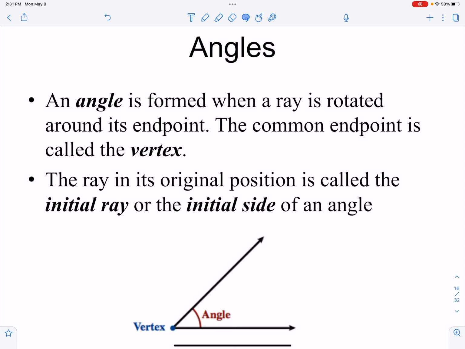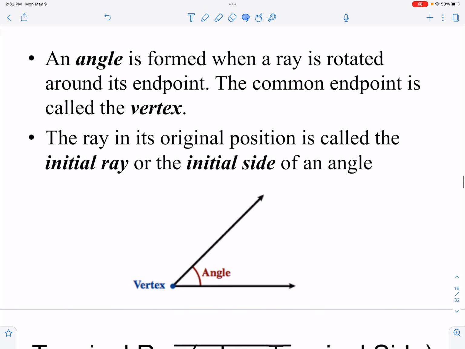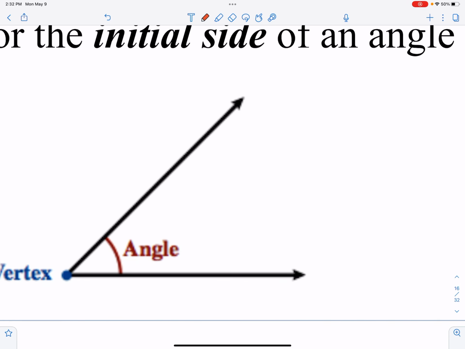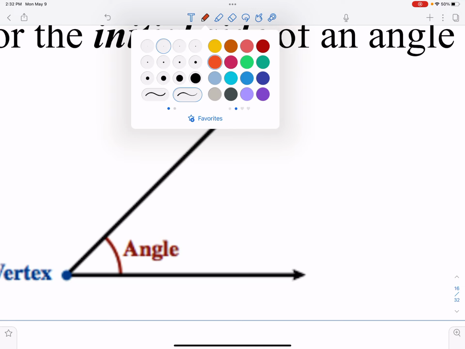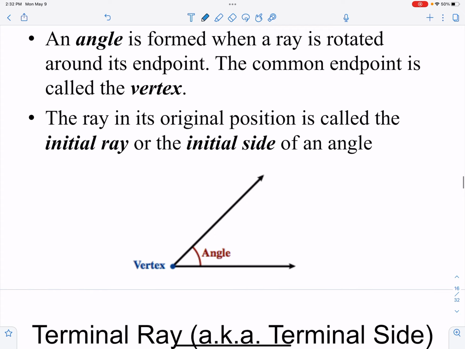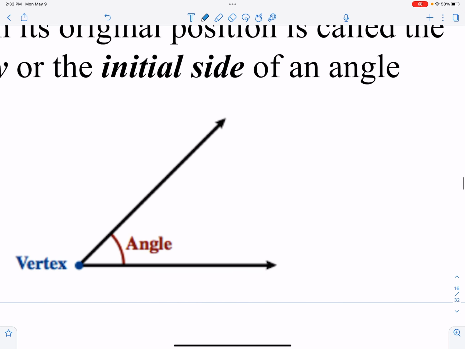So this video is the last part of the trig review. First of all, we think of wherever the side where an angle starts as being the initial side of an angle. The vertex is the common endpoint of an angle, but we think of where the angle starts as being the initial side. And we think of where the angle ends as being the terminal side.